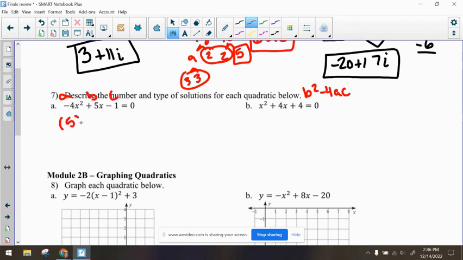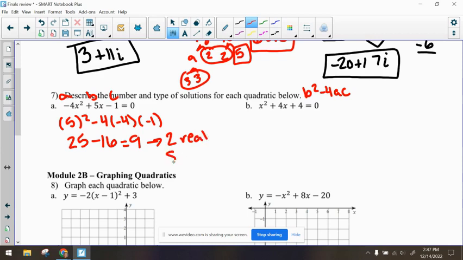So 5 squared minus 4 times a times c. If you're doing it by hand, 5 squared is 25, minus 16 will give me a positive 9. It doesn't matter what the number is, just that it's positive. A positive number will give us 2 real solutions, which is our answer to that problem.